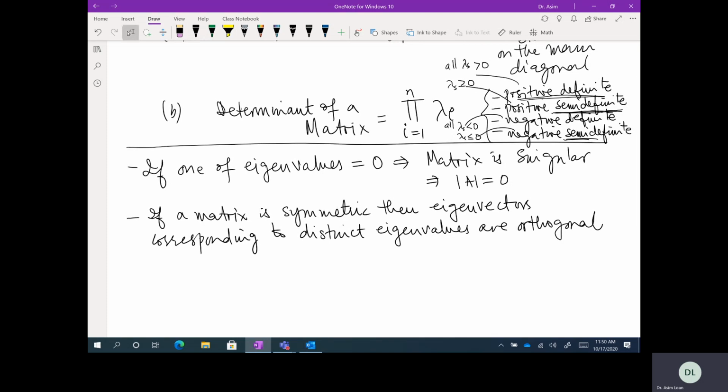Okay, and besides these two checks, the determinant and the trace, and if one of the eigenvalues is 0, the matrix is singular, which simply means that the determinant is 0. And for the projection matrix, we saw if the matrix is symmetric, then eigenvectors corresponding to distinct eigenvalues are orthogonal. And we'll see later on, if a matrix is symmetric, even if the eigenvalues are not distinct, we will still have a full set of eigenvectors. A full set of eigenvectors simply means for each eigenvalue there is an associated eigenvector.